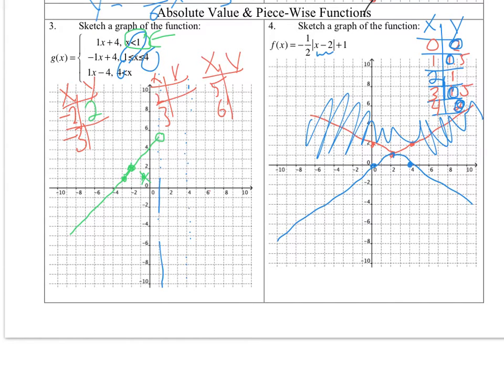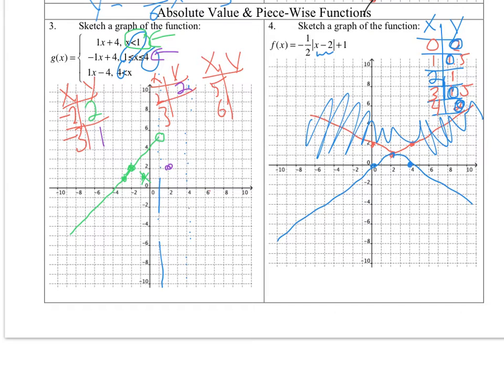My next line I'm going to do in purple. And that's going to be plugging 2 and 3 in. So if I plug 2 in, now we're using the middle equation because 2 and 3 are between 1 and 4. And for the middle equation, negative 1 times 2 is negative 2 plus 4 is positive 2, so 2, 2.